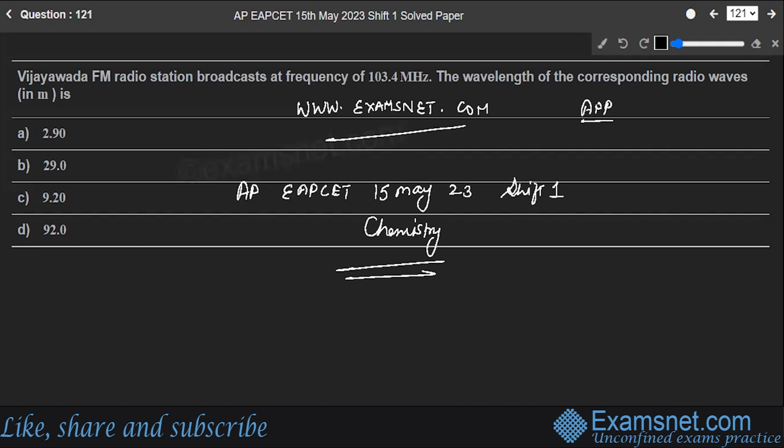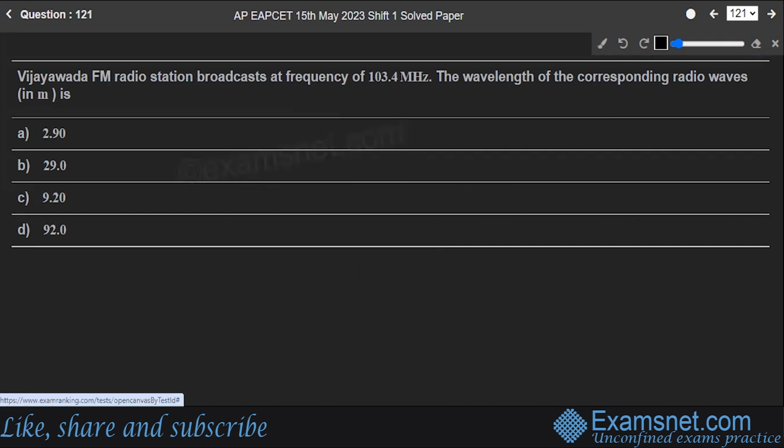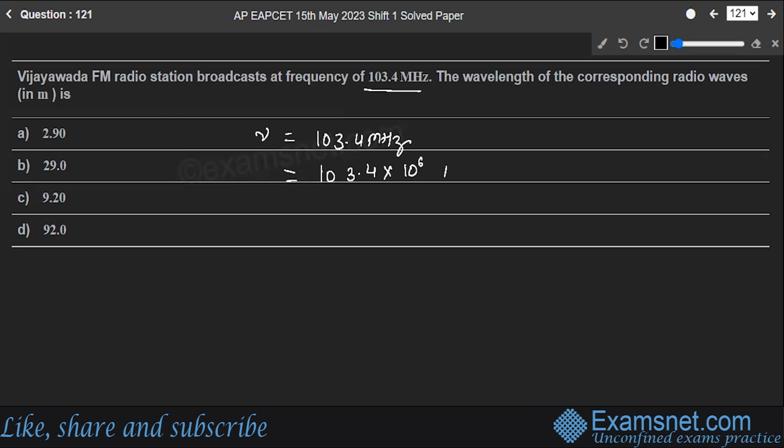A Vijayawada FM radio station broadcasts at a frequency of 103.4 megahertz. The wavelength of the corresponding radio waves in meters is. So actually this is pretty easy. You are given that the frequency is this much megahertz. If I write it in the normal form, this is 103.4, mega is 10 raised to power 6, normal hertz. So what do you have to find out? You have to find out the wavelength.